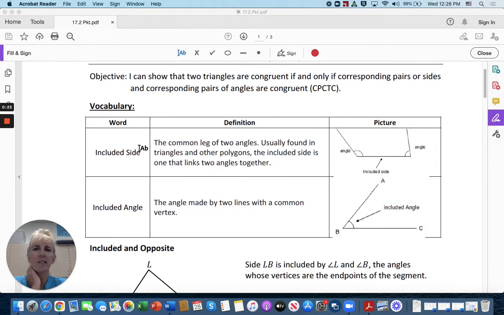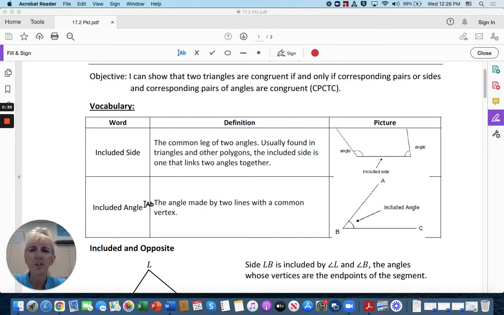We have an included side, which is the common leg of two angles, usually found in triangles and other polygons. The included side is one that links two angles together. For example, here you have an angle, here you have an angle. This is the included side.